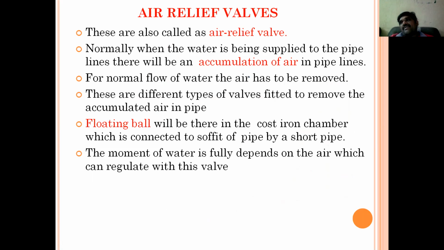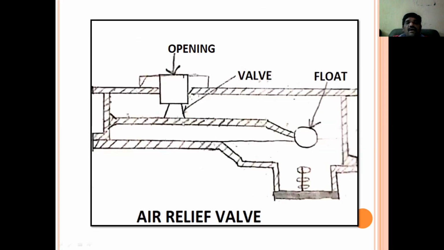It is a common phenomenon. While the water is being supplied through pipelines, there will be a chance of air accumulation, which has to be treated, otherwise the water flow may not continue. In such cases, the floating valve will be there in the cast iron chamber. You may have observed it in certain washrooms, connected to the surface pipe by a short pipe. The movement of water fully depends on the air, which is regulated with the valve. By applying pressure, it moves downwards and air flow will be regulated.